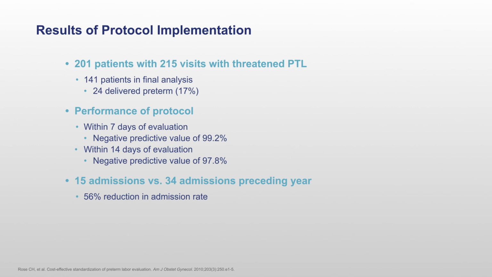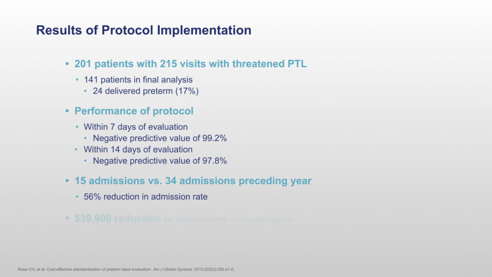They also found that the protocol affected their admission rate. They decreased their admission rate by over 50%, 15 admissions to labor and delivery versus 34 admissions the preceding year. I don't know about you in the audience. I round on patients each and every day in the hospital. Maybe it's great to round on 5, 6, 7 patients, but do you really like to round on 10, 15, 20 patients a day, seeing patients that are admitted unnecessarily that don't truly need to be there? You can use a protocol, decrease your maternal admissions rate, have a great negative predictive value, and also save money.